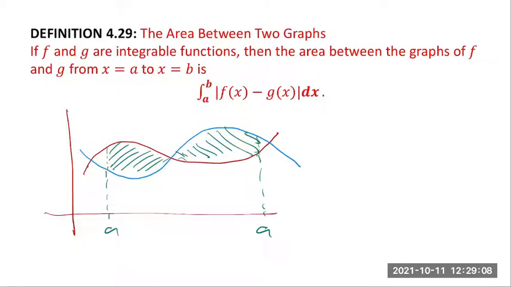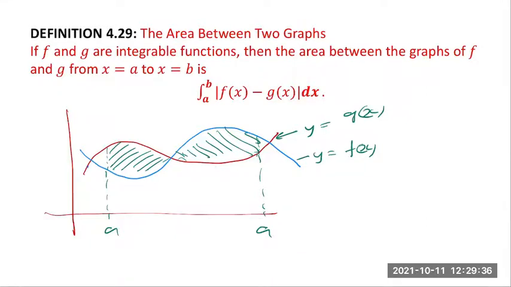First of all, let me say this is y equals f of x, this is y equals g of x. Then the area between these two graphs, these two areas, is given by the definite integral from a to b of the absolute value of f of x minus g of x.